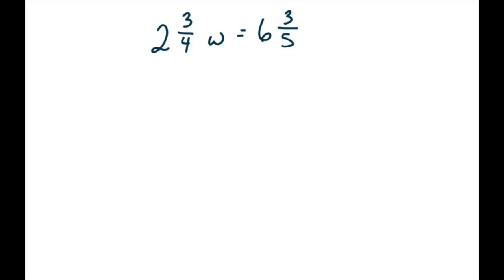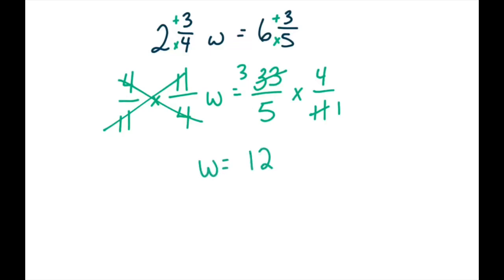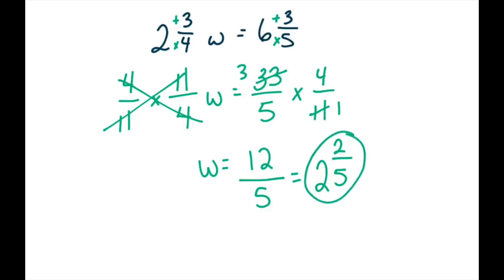All right, so we have 2 times 4 is 8, plus 3 is 11. And 6 times 5 is 30, plus 3 is 33. And then we're going to multiply times the reciprocal on this side. And then we're going to simplify. 11 divided by 11 is 1. 33 divided by 11 is 3. And then this cancels out, leaves w by itself. 3 times 4 is 12. 5 times 1 is 5, so we end up with 12/5, and we want to change that back to a mixed number. 5 will go into 12 2 times. 2 times 5 is 10. 12 minus 10 is 2. So 2 2/5 is our final answer. Good job. All right, try this one.